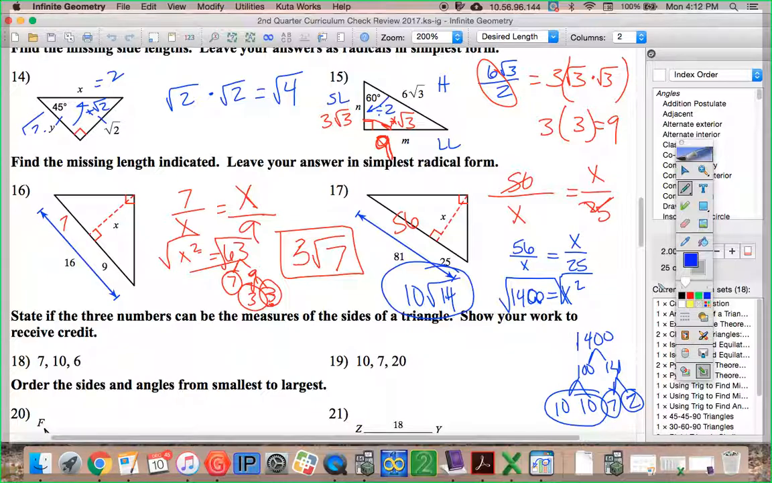Then on this next part, you have to make sure that when you add the two smaller sides, they are bigger than the third side. So 7 plus 6 added together is 13. 13 is bigger than 10, so that's a yes. 10 and 7 are the two smaller sides. 17 is not bigger than 20, so this one's no.